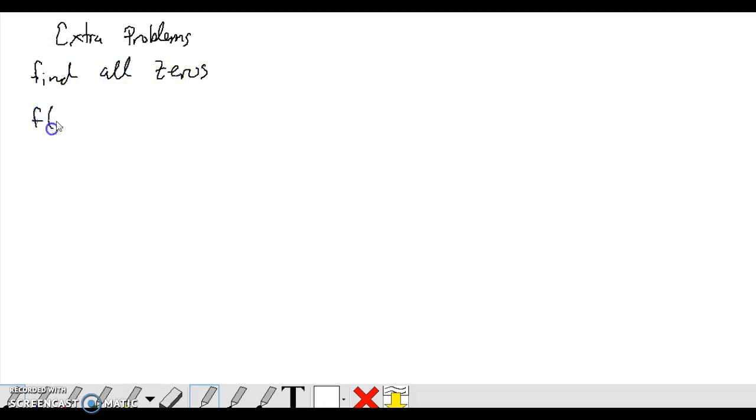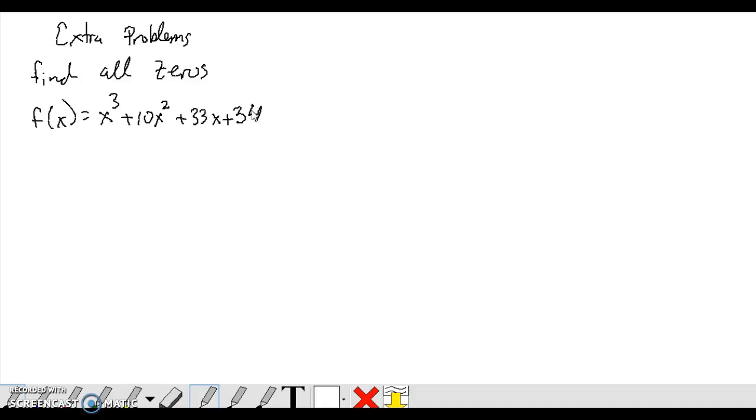Okay, so what we're going to do is put together everything that we have done with a few examples. These are just extra problems to help us all out. The first one I'm going to say is, find all the zeros. Here is our polynomial function: f of x is equal to x cubed plus 10x squared plus 33x plus 34.